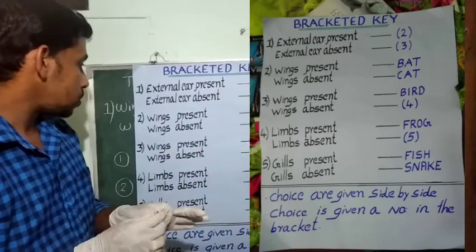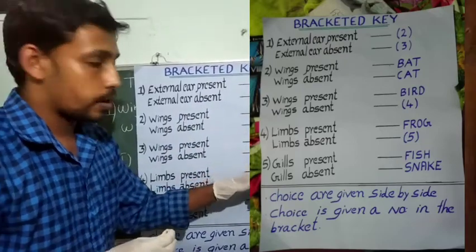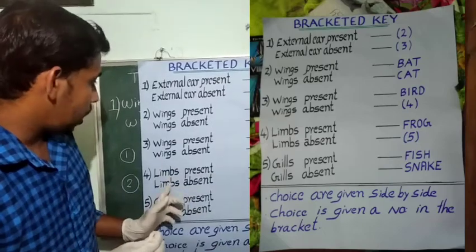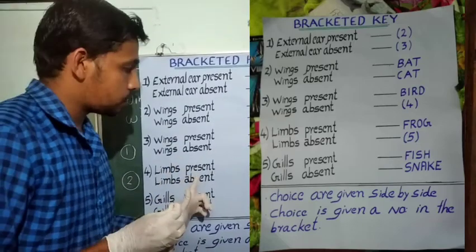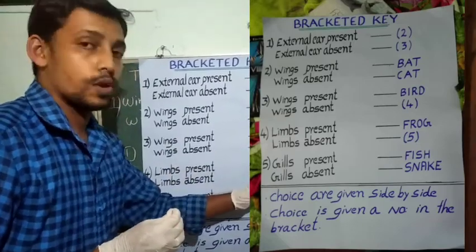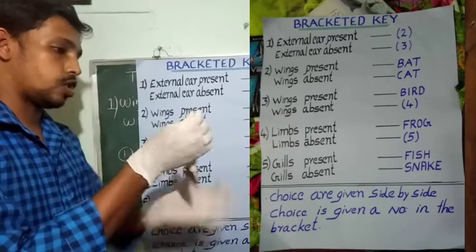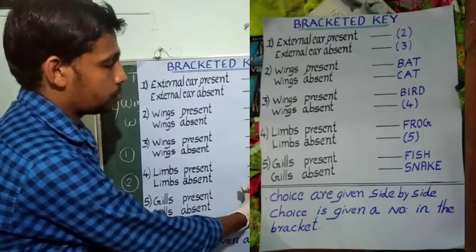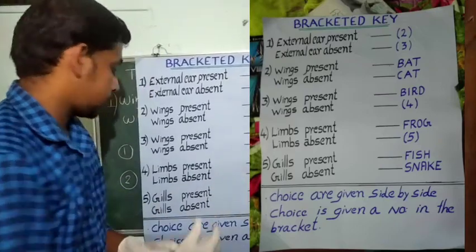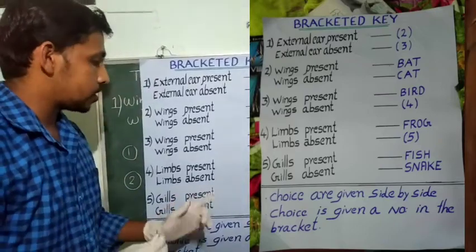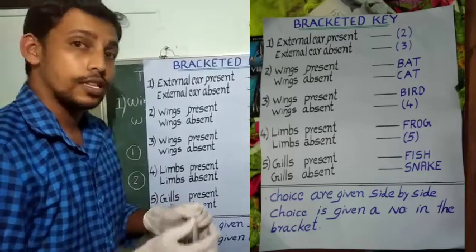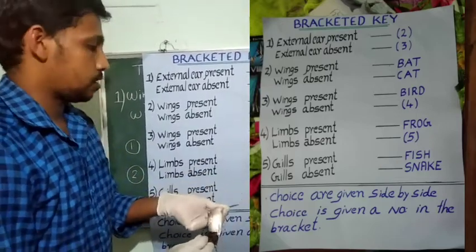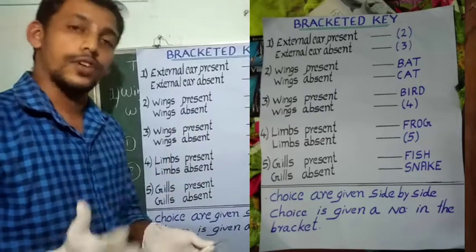So I am moving to the fourth one: limbs present. If limbs are present, it is a frog. Then here there are no limbs. Limbs absent, so I must go to number 5. In the 5 we can see the gills are present. So you can see the gills here. So it is the fish.